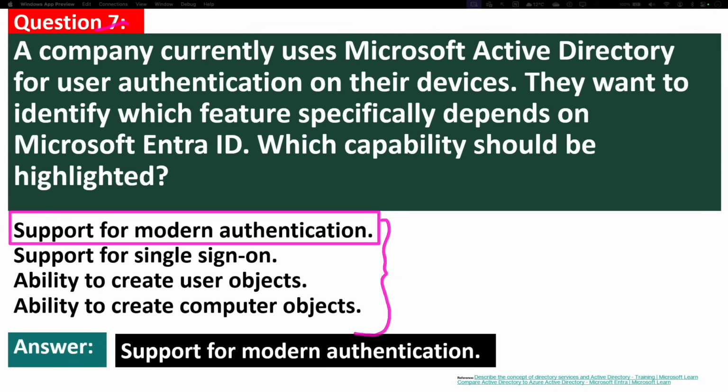So, first, let's understand what is modern authentication. Modern authentication refers to a set of authentication and authorization methods based on OAuth 2.0, OpenID Connect, and SAML. It replaces legacy authentication protocols like basic authentication, which are less secure. Some of the ways where Microsoft Entra ID supports modern authentication include token-based authentication, single sign-on, multi-factor authentication, conditional access, passwordless authentication, and the integration with SaaS, IaaS, and PaaS services.